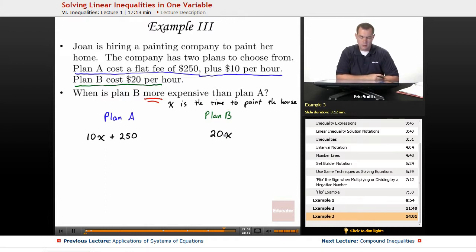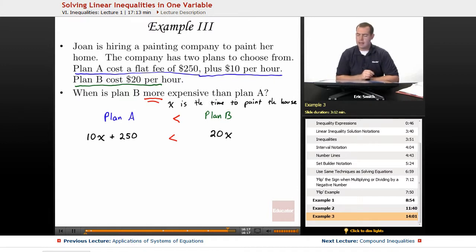All right, now comes the big question. When is Plan B more expensive than Plan A? So B would be more expensive, so I would use an inequality symbol of Plan A less than Plan B, and that's exactly how we will connect our expressions as well. 10x plus 250 is less than 20x. All right, so to completely answer this problem, now we just have to solve the inequality.